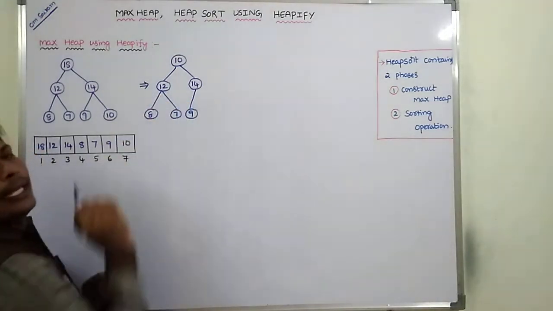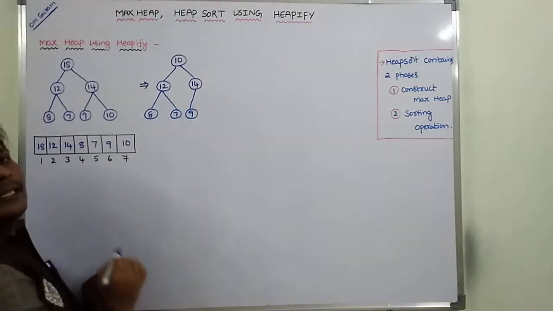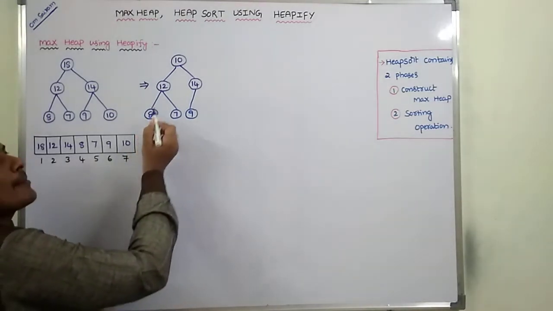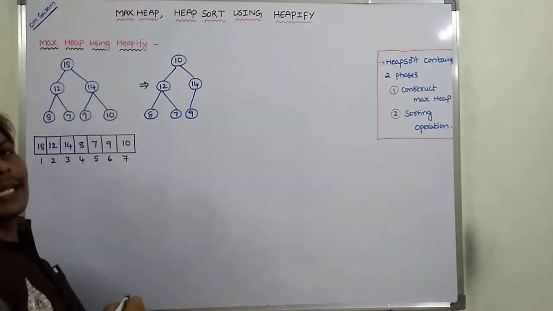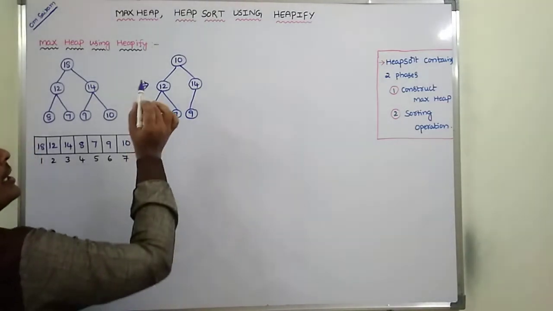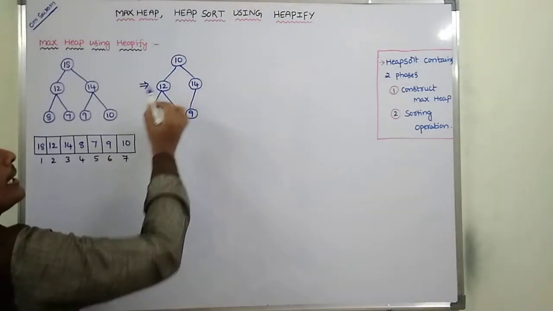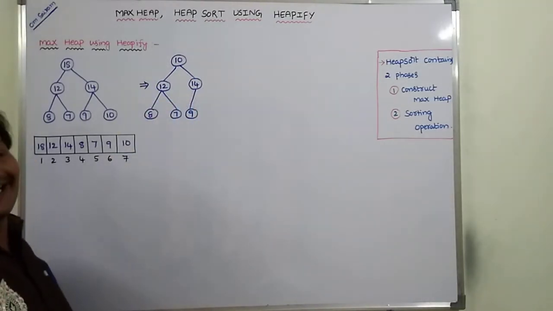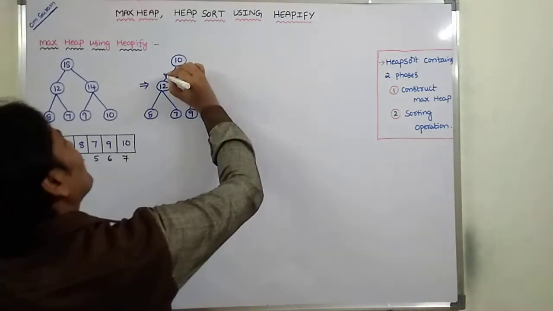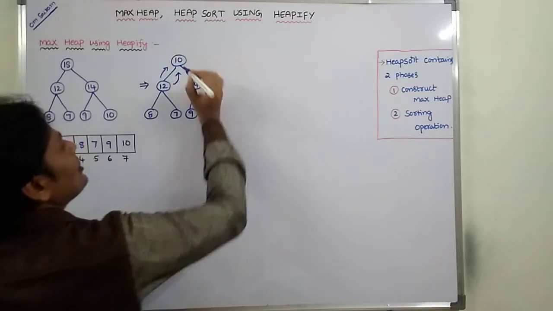Next go for 12. 12 has two children, 8 and 7. 12 is greater than 8, so it satisfies the maximum heap property. 12 is greater than 7, so it satisfies the maximum heap property. Next go for the root, that is 10. Is 10 greater than 12? It is false. It does not satisfy the maximum heap property, so we have to swap these two elements.